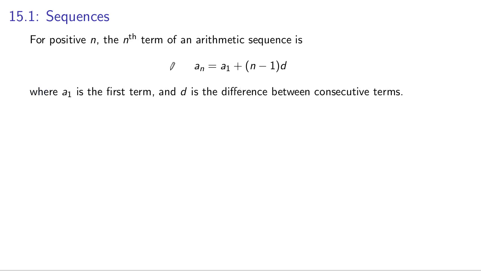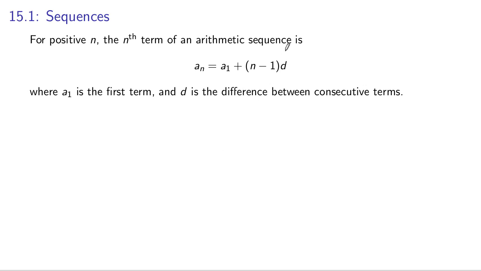For positive n, the nth term of an arithmetic sequence is a sub n equals a sub 1, which is the first term in the sequence, plus n minus 1 times d. Basically, we're going to add d n minus 1 times to the initial term. Why n minus 1? Because we don't add it the very first time, and we're starting our indexing at 1.